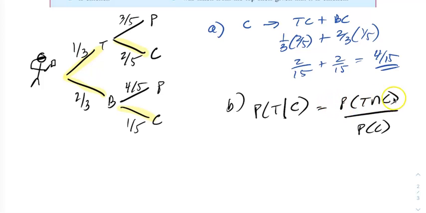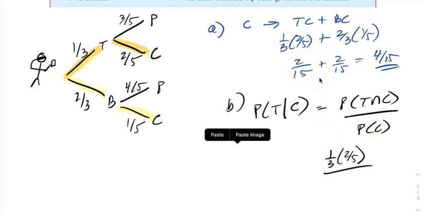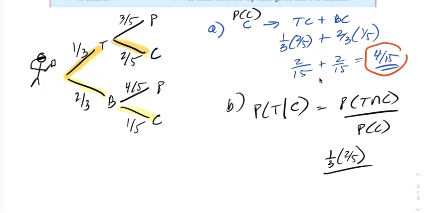So top and chicken. What's top and chicken? Let's do that in orange. That's the path of top and the path of chicken. So the top probability here is literally just top and chicken. So 1/3 times 2/5. And this bottom portion here is probability of chicken. This is classic IB. That's what we did in part A. So they want you to use your answer that you just found and put it in for the bottom here. 4/15. Classic IB.